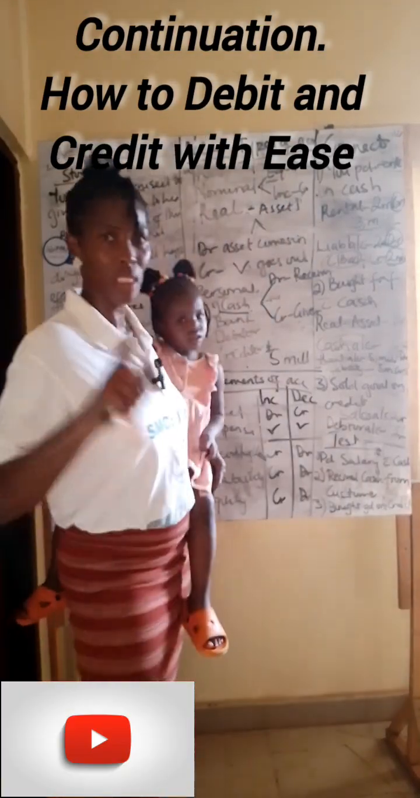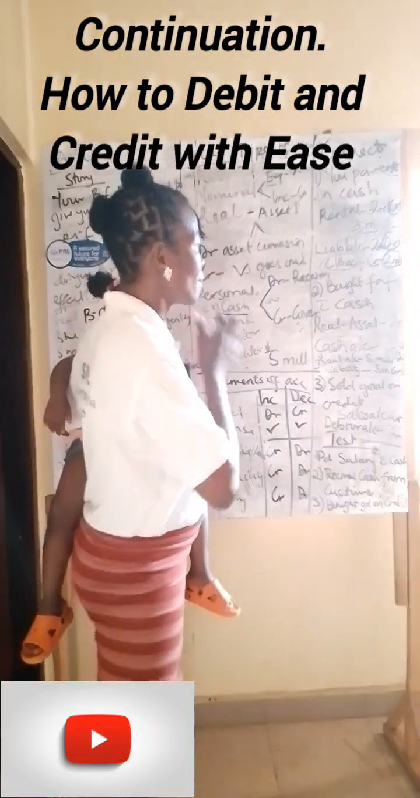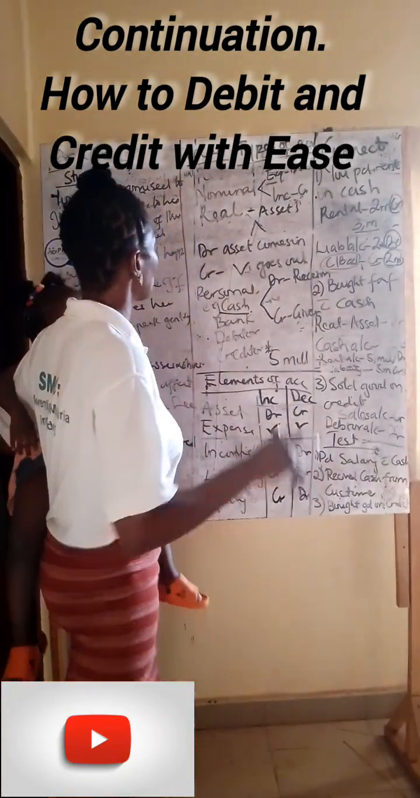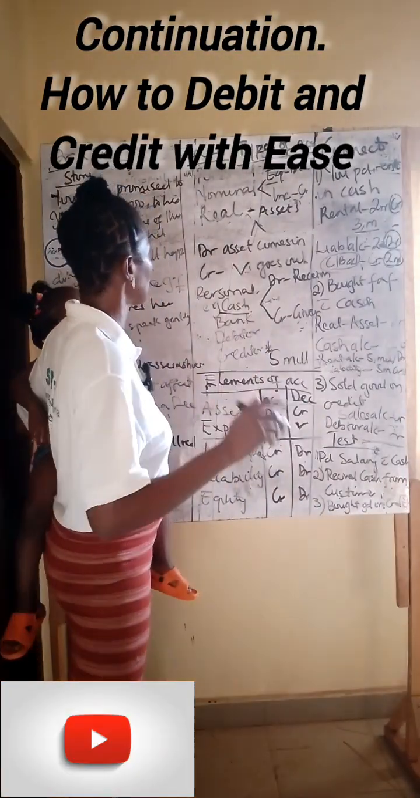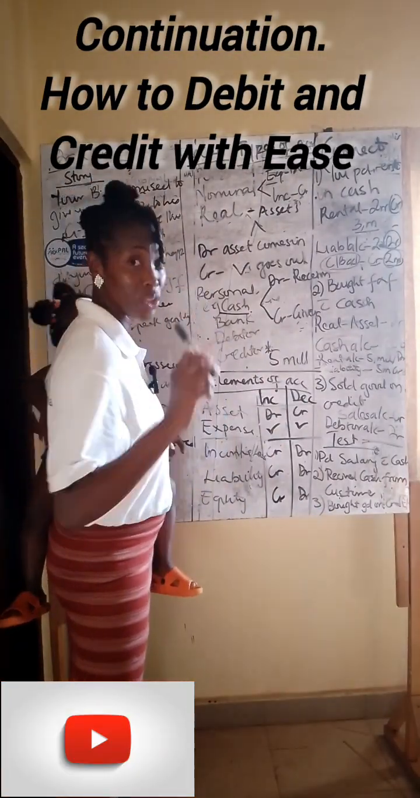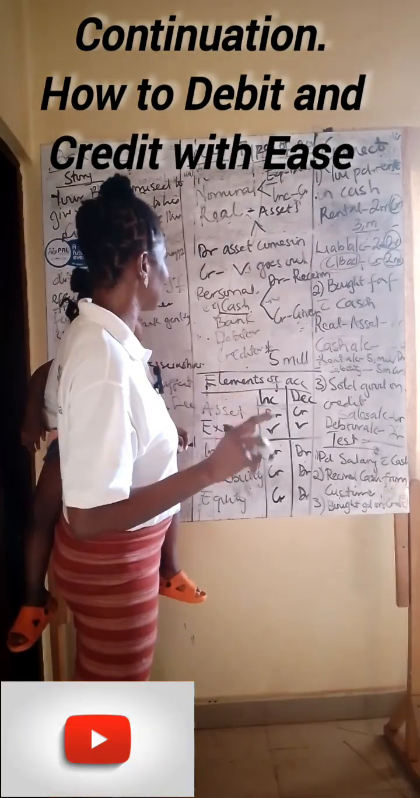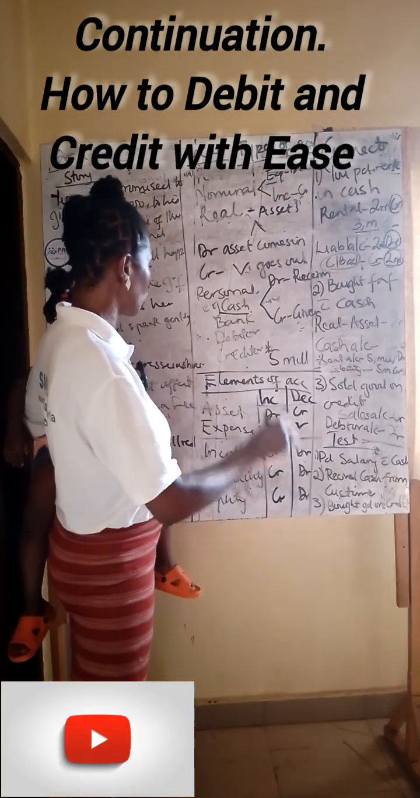All right, let's continue this part two of the class. So I was talking about real accounts and how to know what to debit and what to credit. Now I gave the scenario of nominal accounts, right? I hope I've not gone past that, but just in case, I need to do some recap.